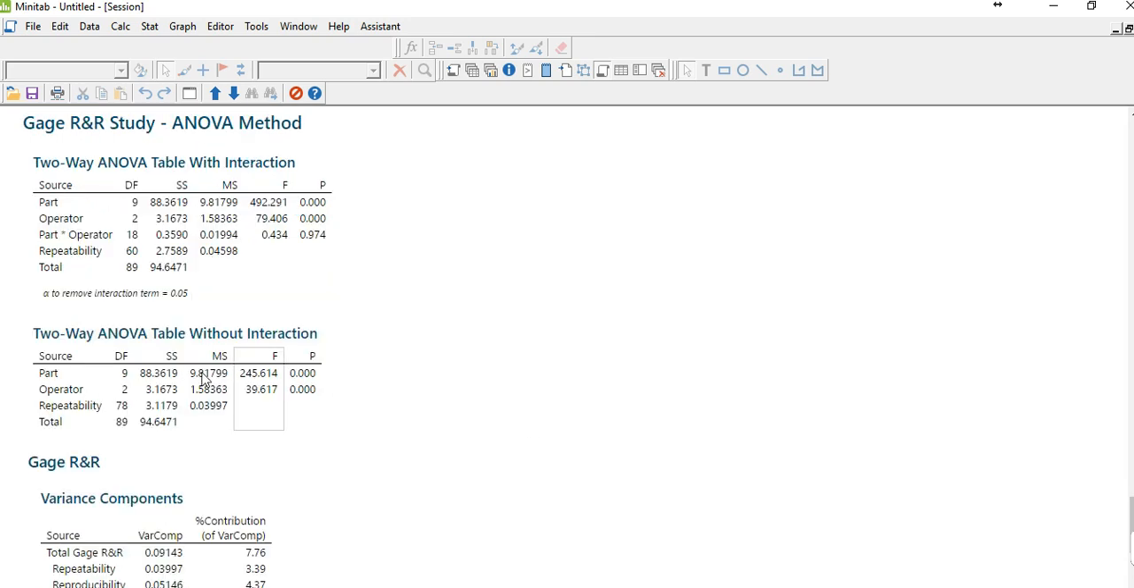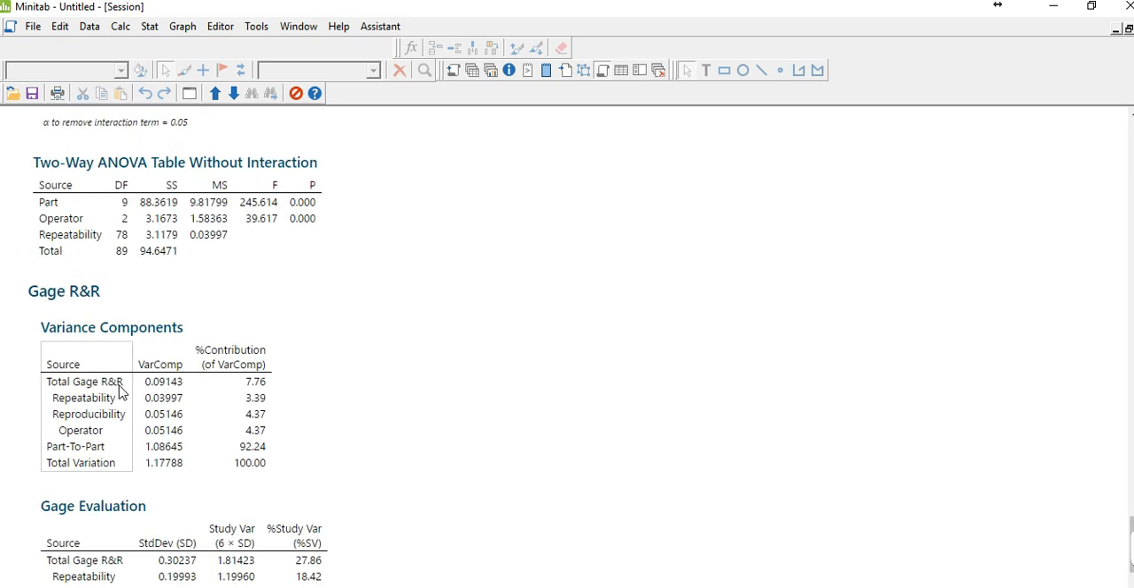Okay, so the second table considered the two-way ANOVA without interaction because we already found that there's no interaction, so we redo the study again, and we found that for the parts, the p-value is still less than 5%, and also the operator is less than 5%. So we conclude that part is significant and the effect of operator is also significant.